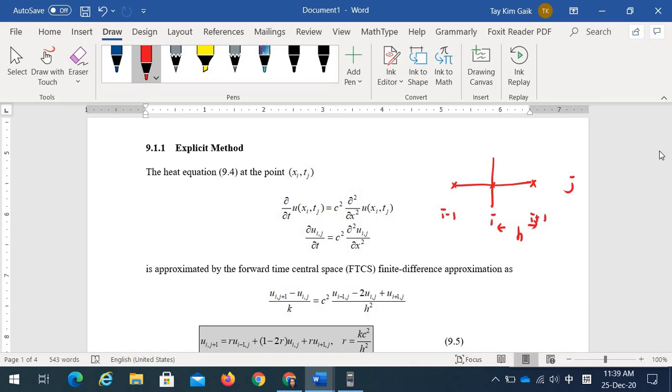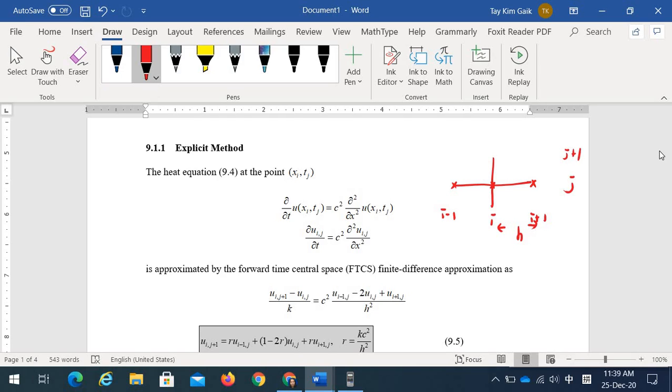The vertical is time. The x-axis is space x. The vertical axis represents the time. So here at j, this point is j plus 1. So the heat equation at the point, this is the point x_i, t_j. x is x_i, t is t_j.